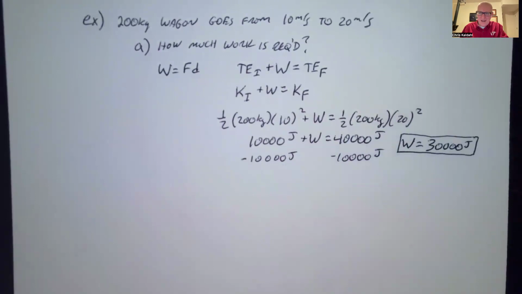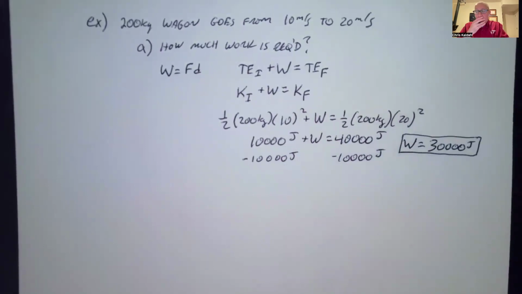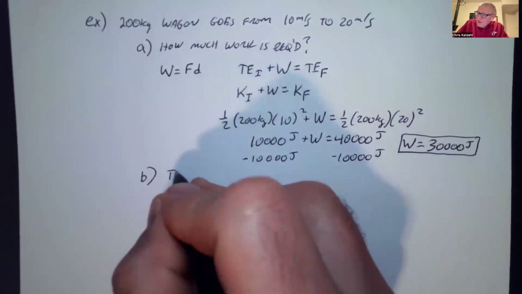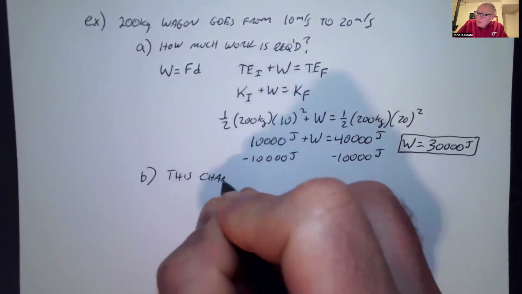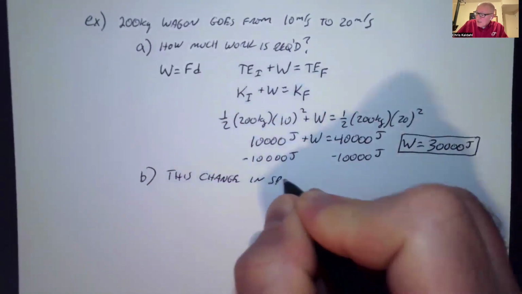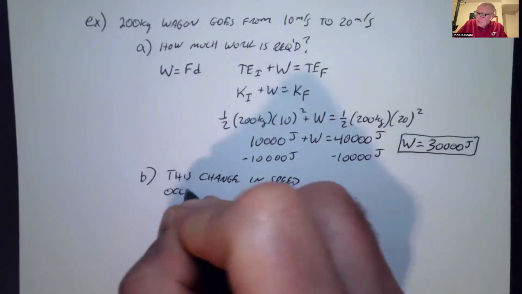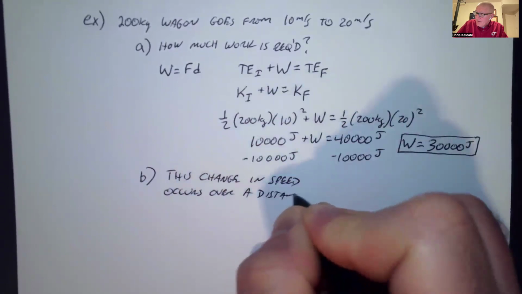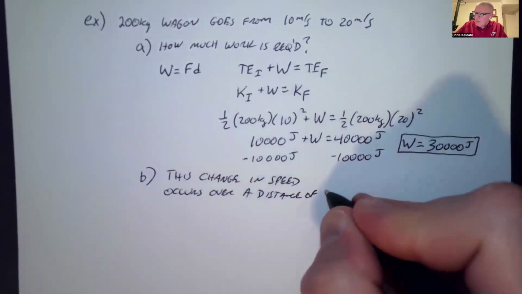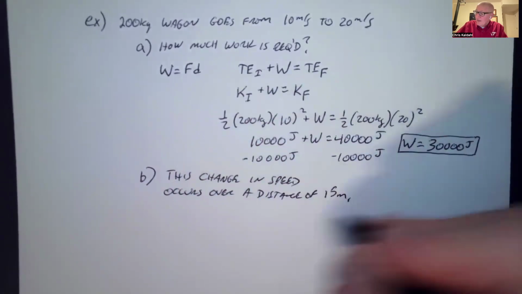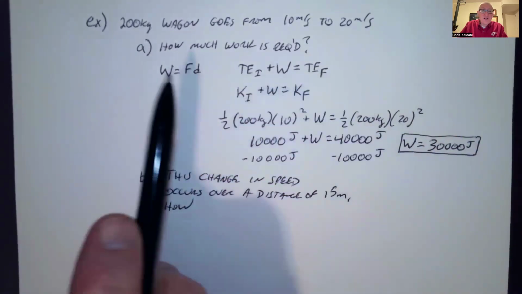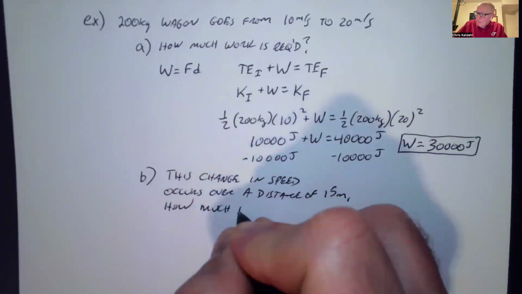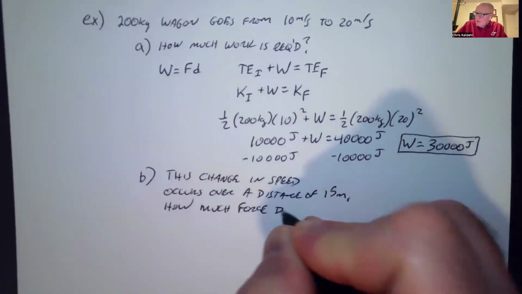Now, we can expand that and say, all right, what if we know that this change in speed occurs over a distance of, we'll say, 15 meters? We can now use our friend W equals force times distance to figure out how much force this required.